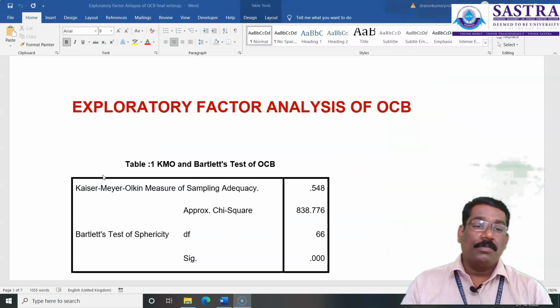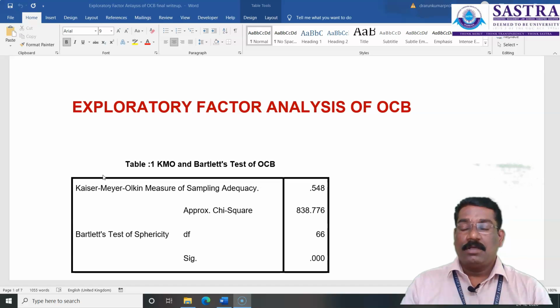Now let's talk about how to write the interpretation of exploratory factor analysis for organizational citizenship behavior of an employee. I have data with me, I have analyzed it and taken an output, and step by step I am going to show you how to write the interpretation for the output taken using SPSS software.